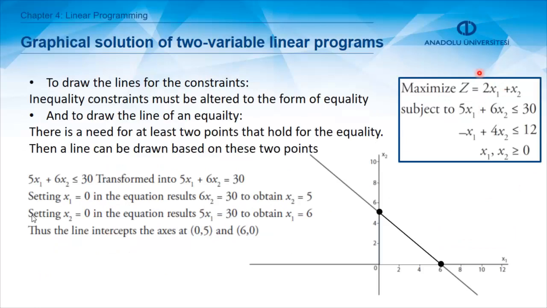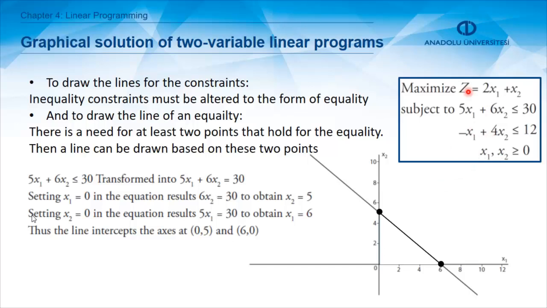Here we have the same linear programming examples, or in other words, the linear program we have in the blue frame. To solve this program on a graph, the first thing to do is to draw the lines for the constraints and form the feasible region to get the optimum solution from this region. So first, we draw the constraints.